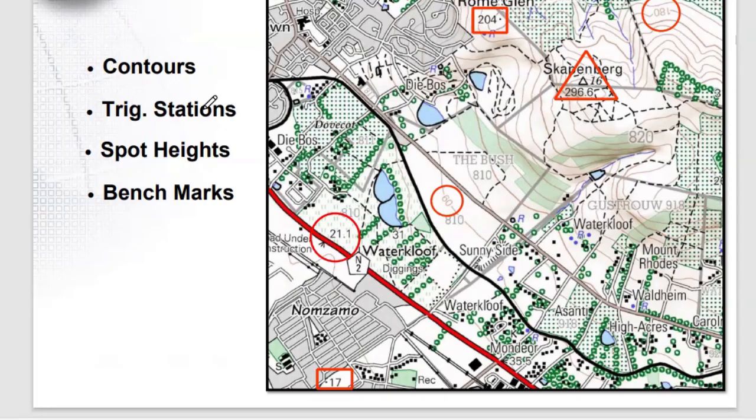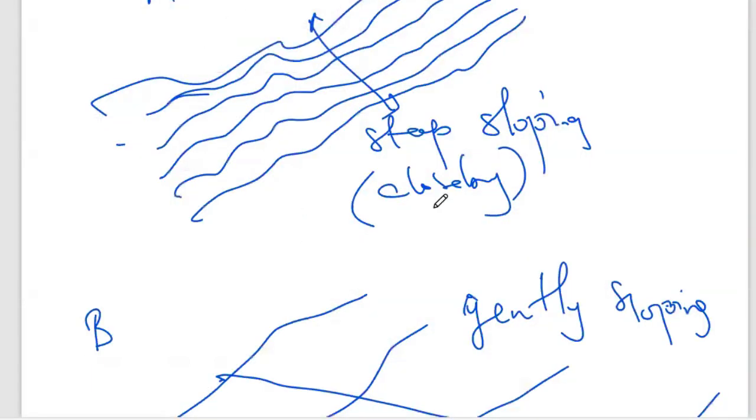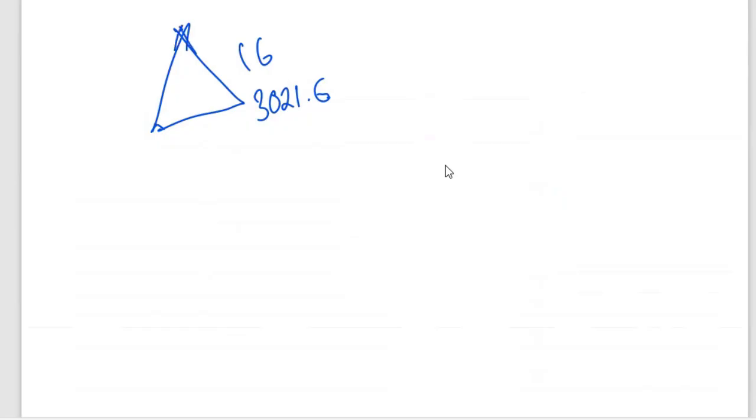Right, we also have trig stations. Basically what we call a trig station, we're going to make reference to the one that we are having here. It's having 16 and 296.6. Let me illustrate. When you check on your trig station, it's a triangle, and then it has 2 digits. Maybe it's having 16 and maybe 302 1.6, those 2 digits. If you check your triangle with those 2 digits, this is what we call a trig station, a trigonometrical station.